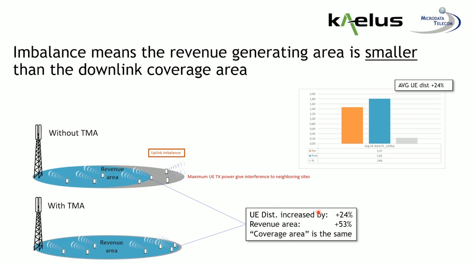The numbers you can see here are straight from a trial recently done in Southeast Asia, where we can see the range. The average distance to UE did grow by 24%, which means 53% more coverage area for the uplink or for the UEs.